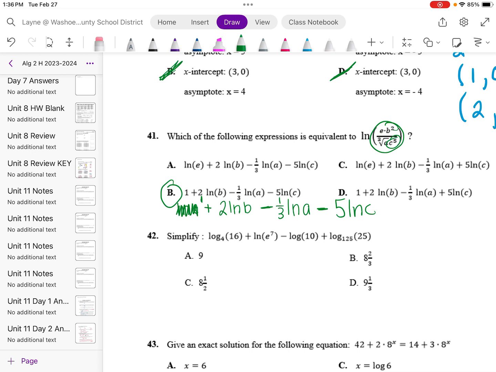Trying to look for the difference between b and d. Yeah, the issue here is they did plus this. Since the natural log of c to the 5th was on the bottom, it needs to be subtracted.